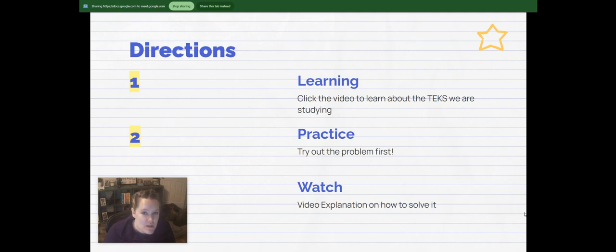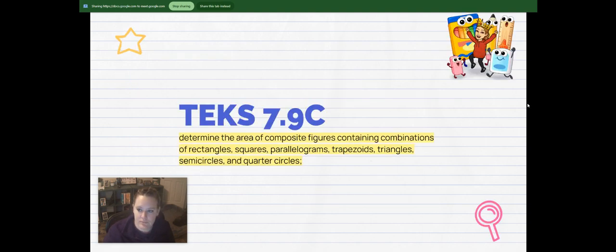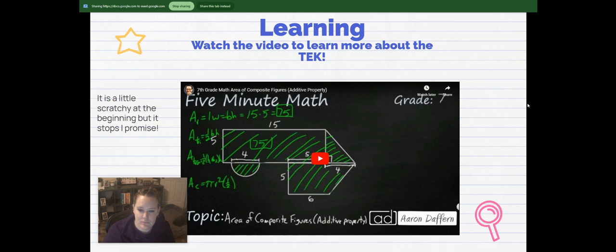So the flow of the lesson is going to be, we're going to relearn the topic in 5 minutes or less. Then we're going to practice the problem first, and then we'll see if we were correct. So what I'm going to do right now is play this 5-minute math video just to refresh us about what area of composite figures looks like.